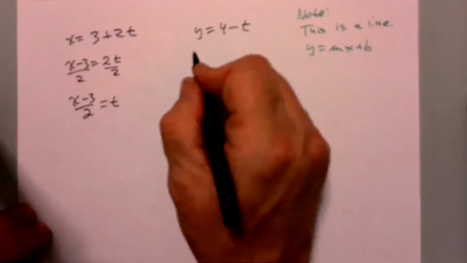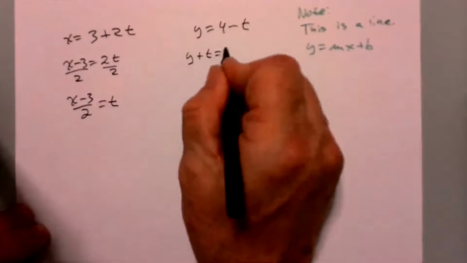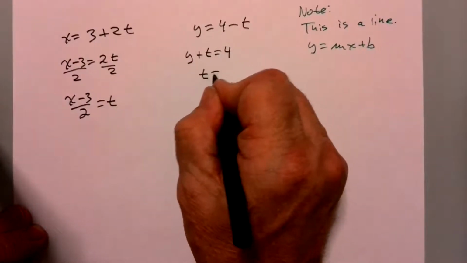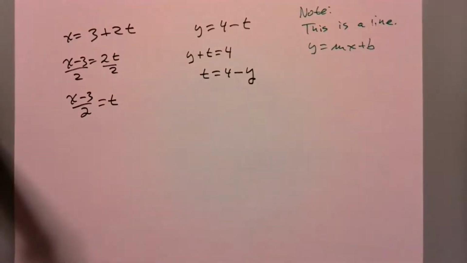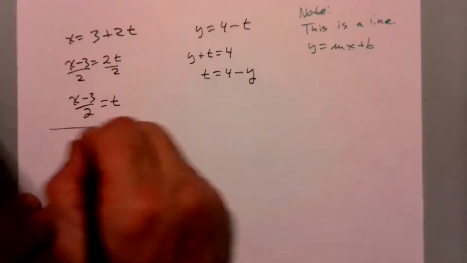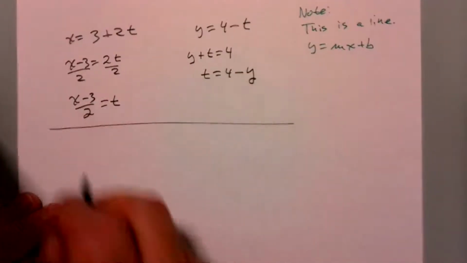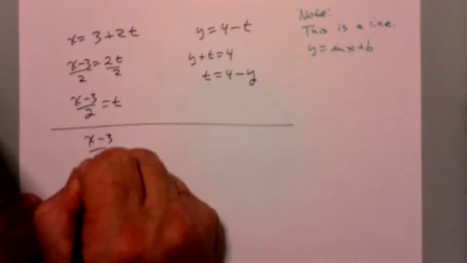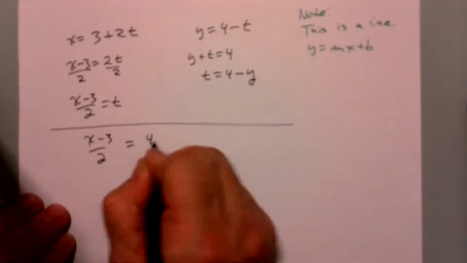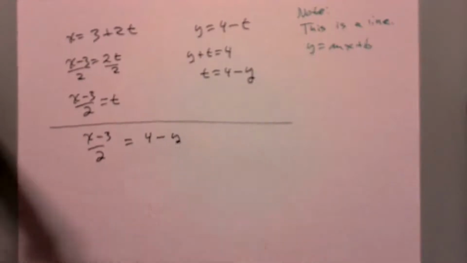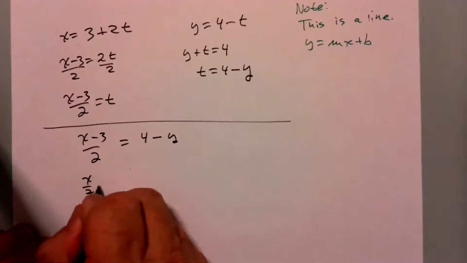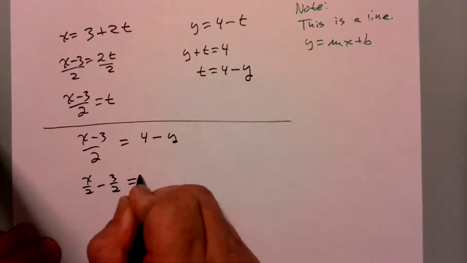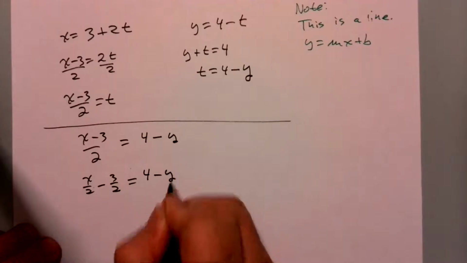Over on this side, let's add t to both sides. y + t is 4, so t is 4 − y. Okay, we want to eliminate the parameter, so these two things equal t, so they've got to equal each other. So (x − 3)/2 has got to equal 4 − y. Interesting. Let's do a little bit of arithmetic here: x/2 − 3/2 = 4 − y.